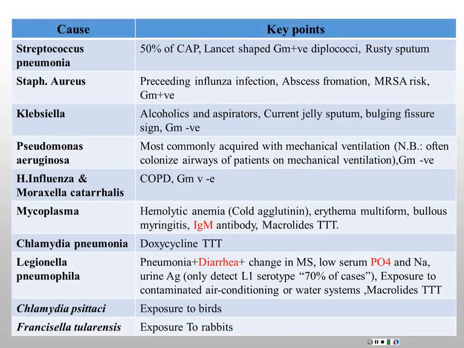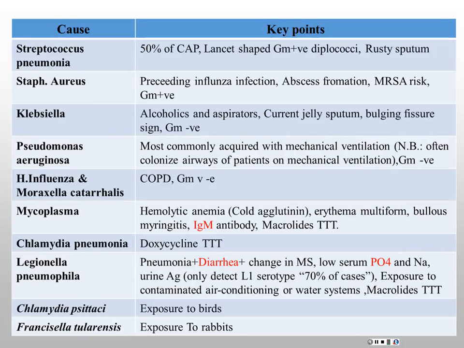These are key points for different organisms that may help you identify the causative agent on your board. Streptococcus pneumonia, we see it a lot. It's gram-positive diplococci. Staph aureus, usually they may give you a history of preceding influenza infection. There is a tendency for cavitation, abscess formation, and you have to be careful about the MRSA risk. Of course, it's gram-positive.